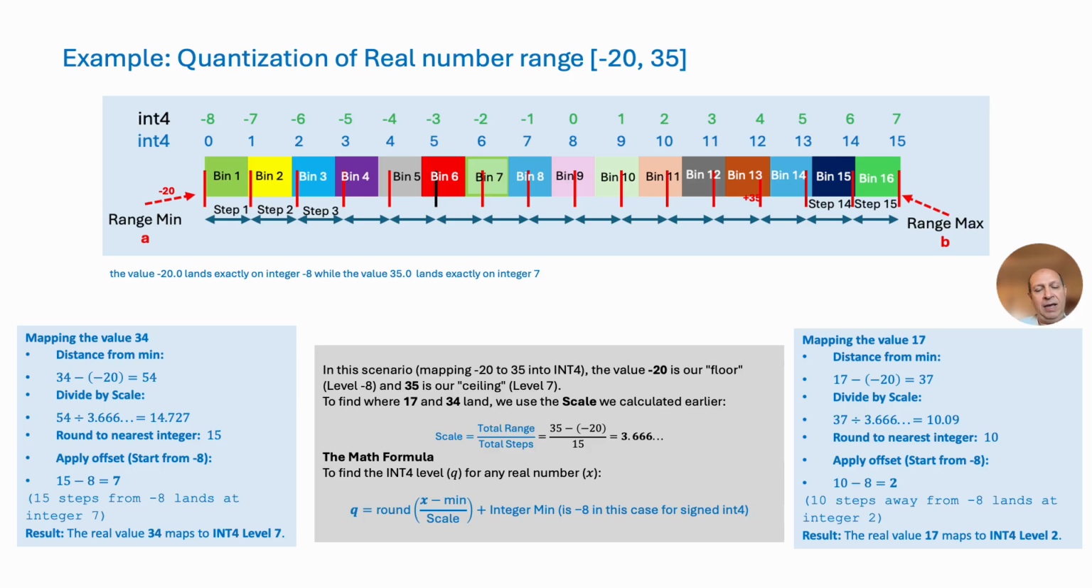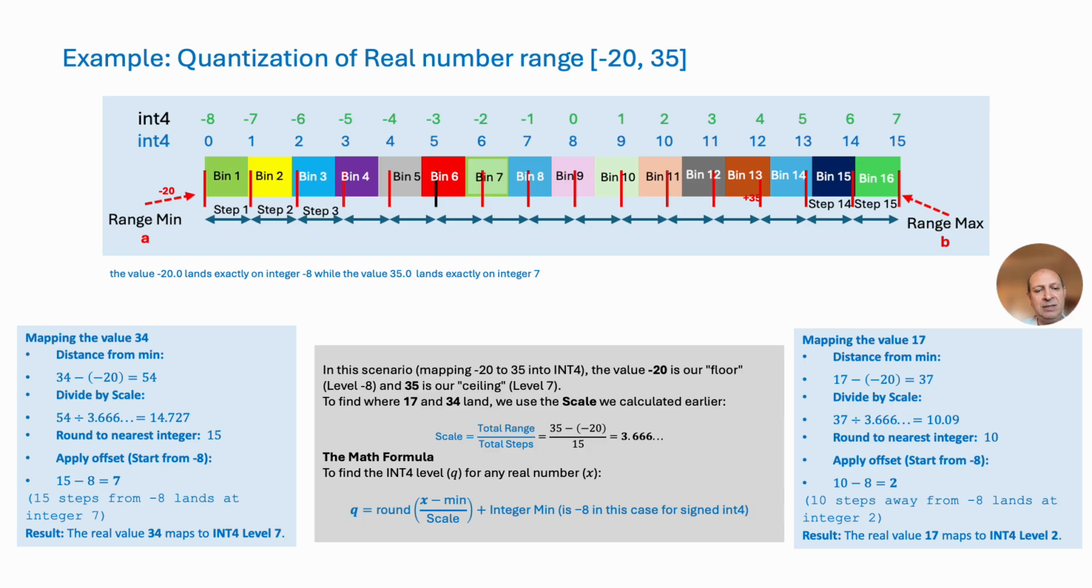Okay, for the sake of example, let us see where the values 34 and 17 end up. Let's take 34 first. For the value 34, if we try to determine the distance from the minimum, it is 34 minus the minimum, which is -20. So it is 54. We take this value and then we divide it by 3.666, which is the scale. We end up with 14.727. So we have 14.727 steps.